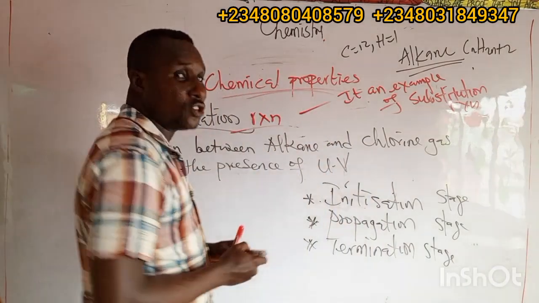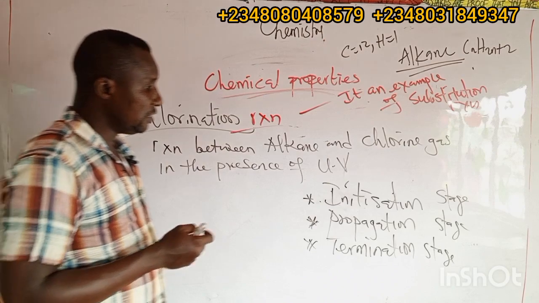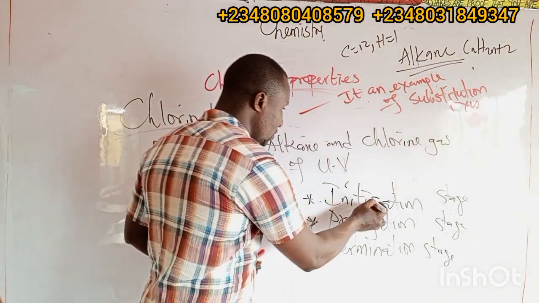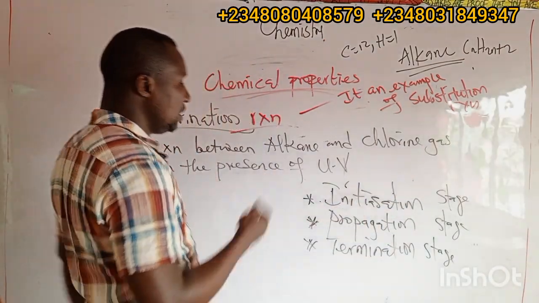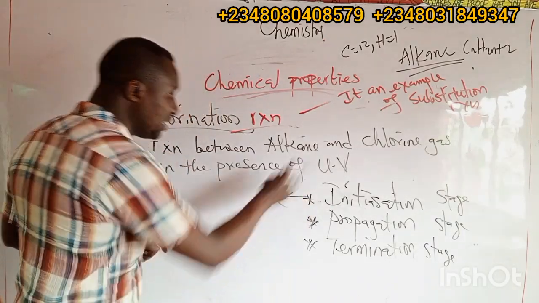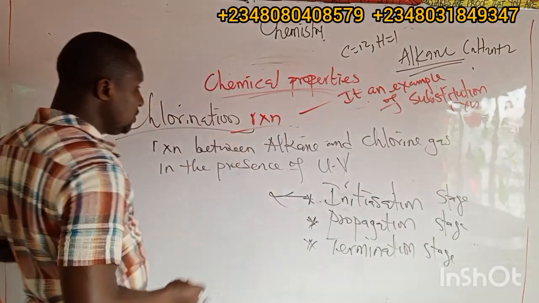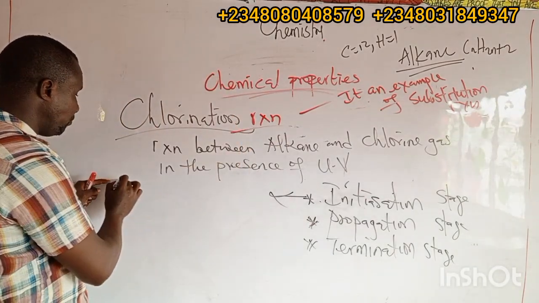We have the initiation stage, the propagation stage, and the termination stage. These are the three stages involved in the chlorination reaction. What is the initiation stage?